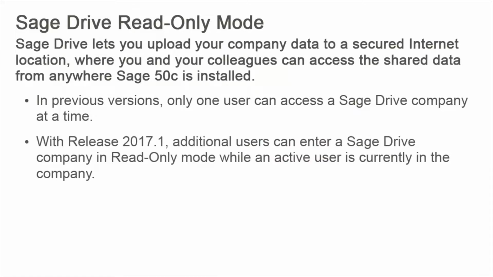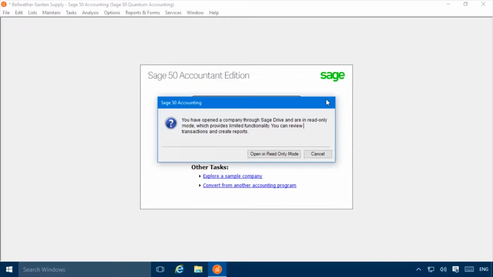With Release 2017.1, additional users can now enter a shared Sage Drive company in read-only mode while an active user is currently in the company editing data. Here's how it works. When you remotely open a shared data set that has a current user active in it, the program will display a message letting you know that you can open the company in a read-only state.